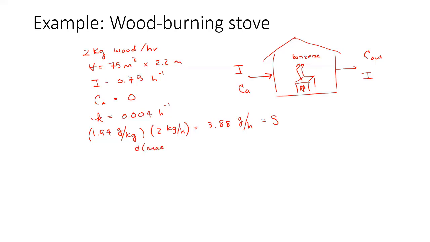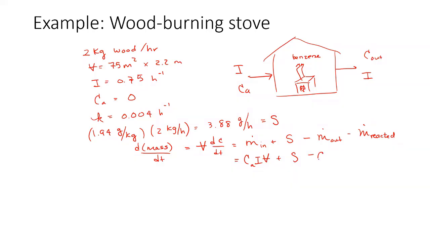So the change in mass with respect to time, and volume is constant, so we can pull volume out of the differential. And that is equal to the mass in plus the source term minus the mass out minus the mass reacted. And mass in is C sub A times I times V, plus the source term, minus C out IV, minus K C out V. I've made a number of assumptions here.